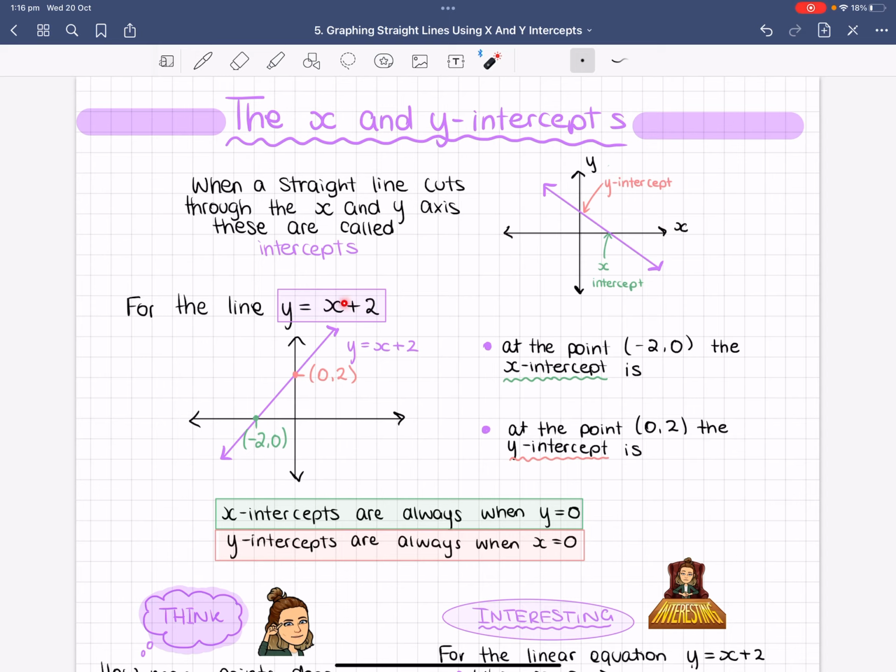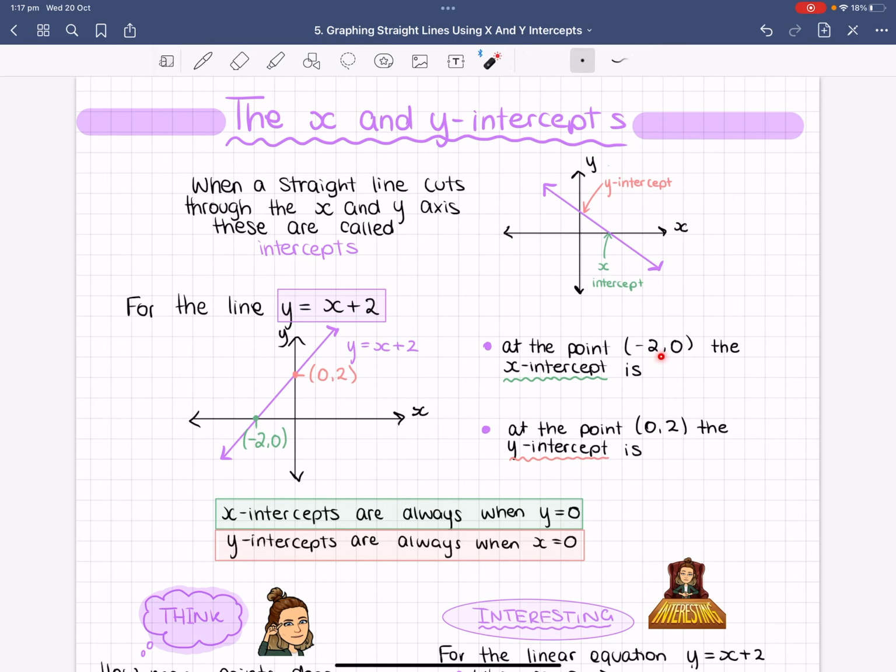For the line y equals x plus 2, this is a linear equation. If we plotted it using a table of values, we would see that it would go through this point here at 0, 2 on our y-axis and at this point here at negative 2, 0 on our x-axis. Now, at this point, that's our x-intercept because that's where it cuts through the x-axis. Okay, that's our y.